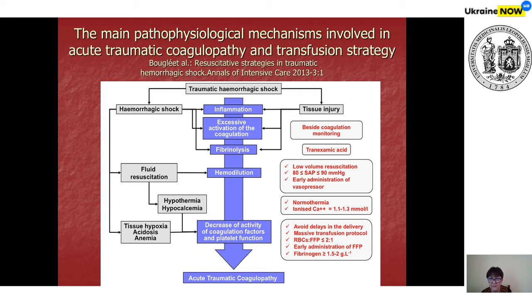We spoke about tranexamic acid, low volume resuscitation, systolic blood pressure kept at 80-90 when the patient is without traumatic brain injury, early administration of vasopressors, normothermia, normal level of ionized calcium. You should avoid delays in the delivery of the massive transfusion protocol in severe hemorrhage. The red blood cells to fresh frozen plasma ratio must be less than 2:1. Early administration of fresh frozen plasma and fibrinogen level more than 2 grams per liter will help to treat this traumatic coagulopathy.